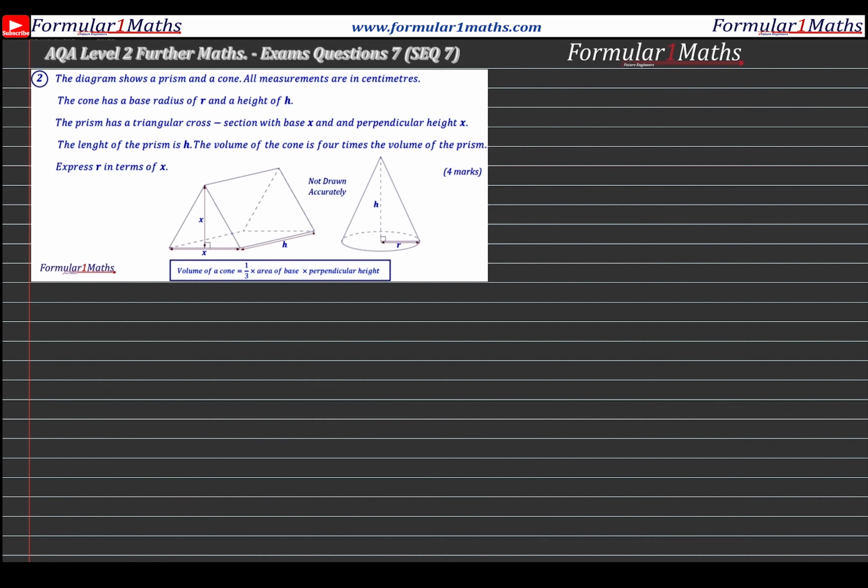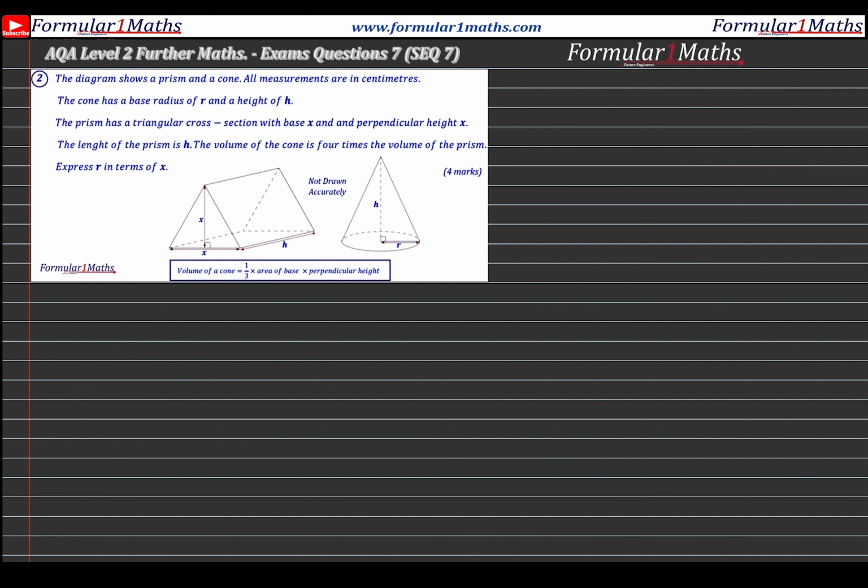So the prism has a triangular cross section with a base of x and a perpendicular height of x as well. The length of the prism is h, and so this is the length of the prism. The volume of the cone is 4 times the volume of the prism. Express r in terms of x. So we start by finding the volume of the cone and of the prism.